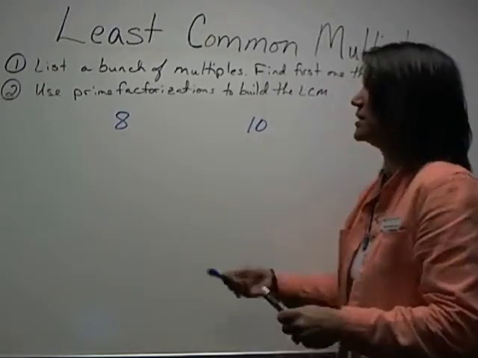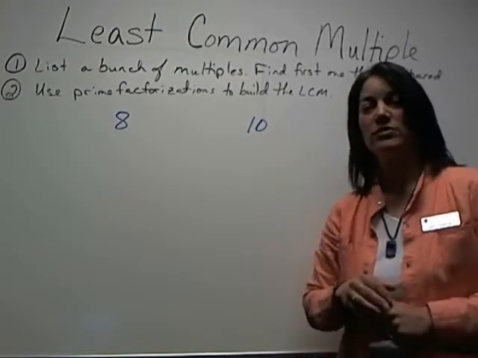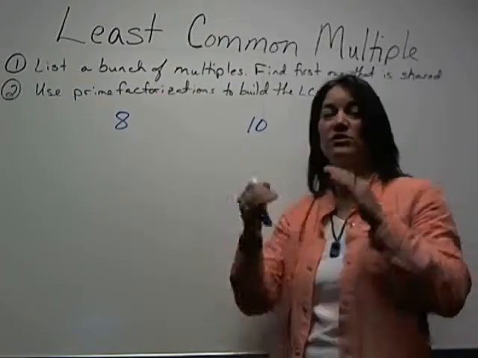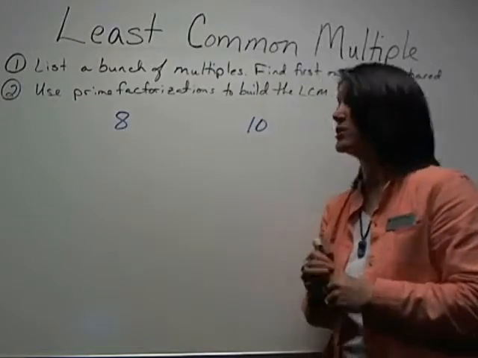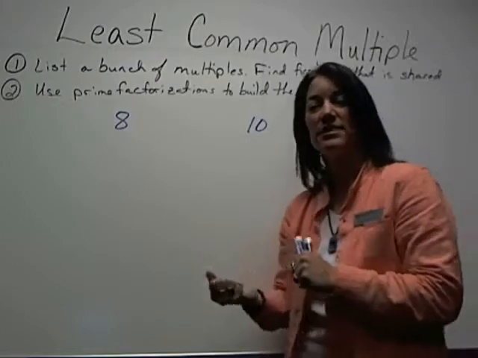And so the second way is to use prime factorizations. We did prime factorizations last week. That's also known as those factor trees. You draw the little trees off of them. And we're going to use that to build the LCM.